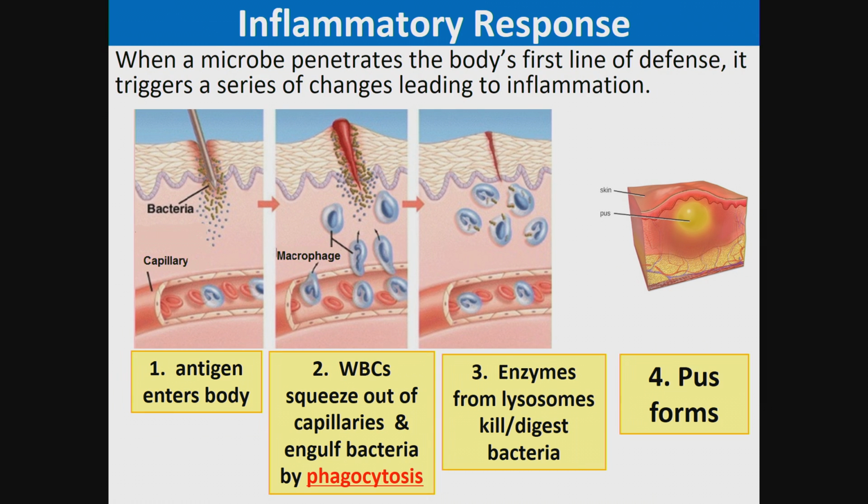For the inflammatory response, when a microbe penetrates the body's first line of defense, it triggers a series of changes leading to inflammation. So here we see the antigen enters the body, there's bacteria. White blood cells squeeze out of capillaries and engulf the bacteria by phagocytosis, and then enzymes in the lysosomes of the white blood cell kill or digest the bacteria, and it may result in pus formation.